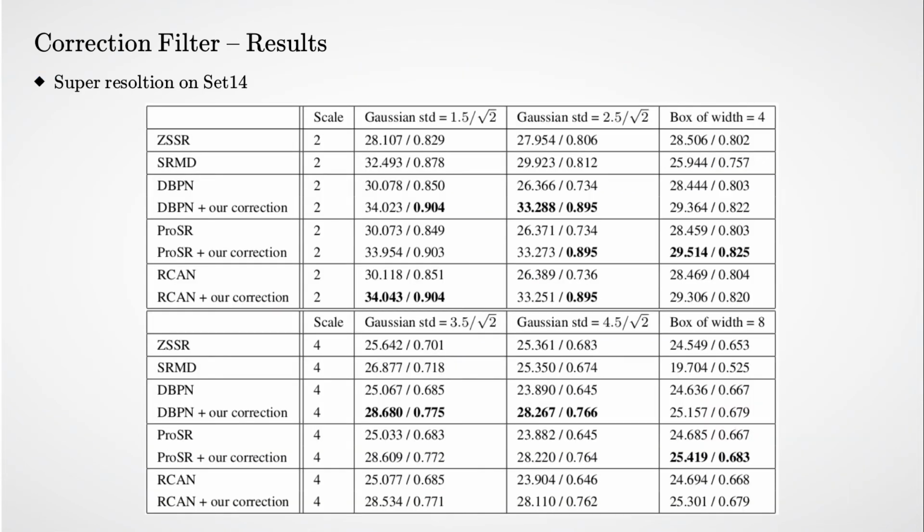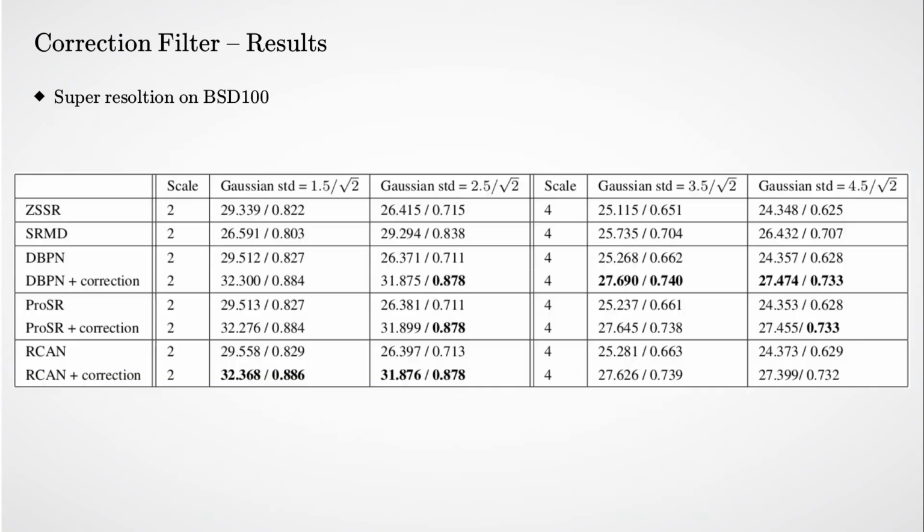In numbers, here we can see the performance improvement on Set14 for Gaussian and box filters. In some cases, we see almost 7 dB improvement in PSNR compared to not using the correction filter. We perform similar tests on the BSD100 dataset, and a similar boost in performance is achieved.